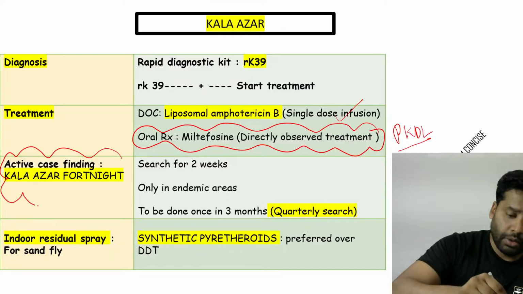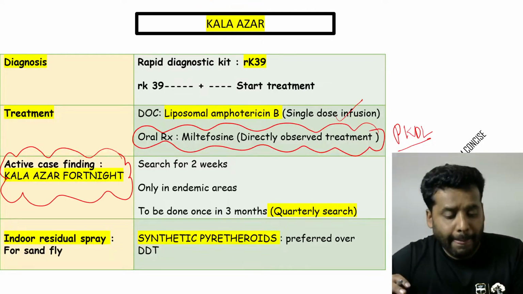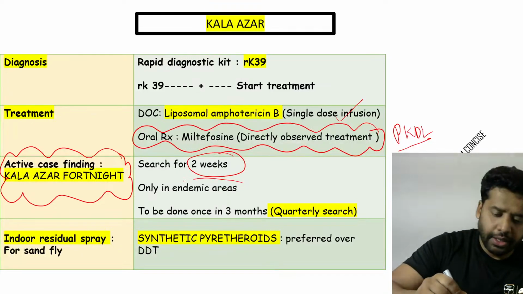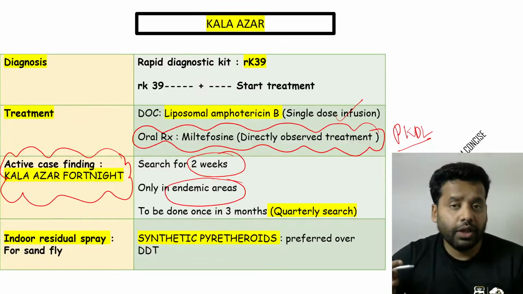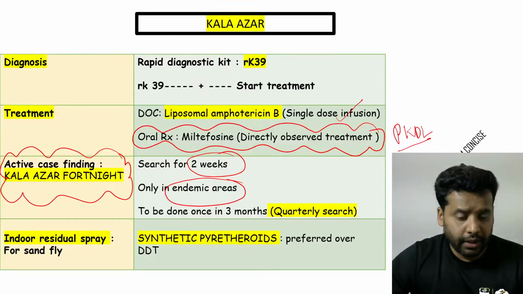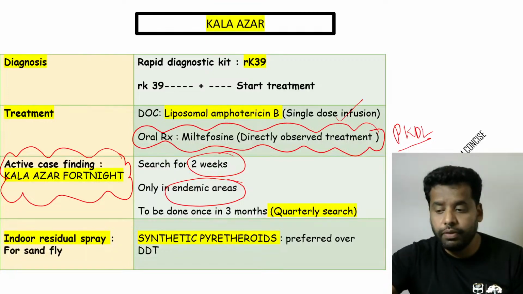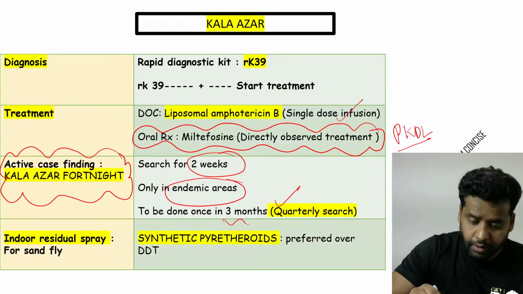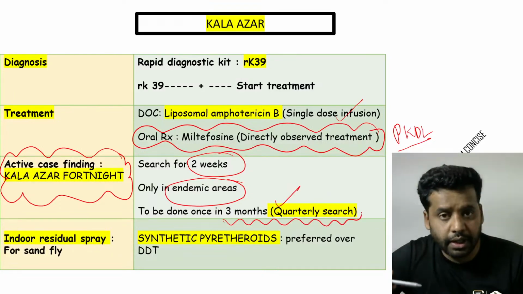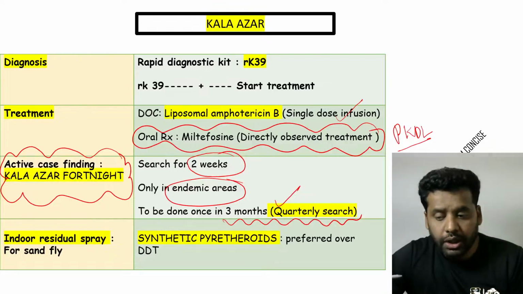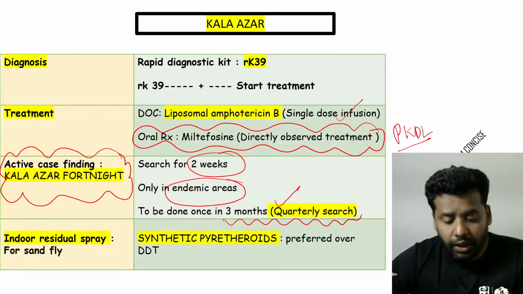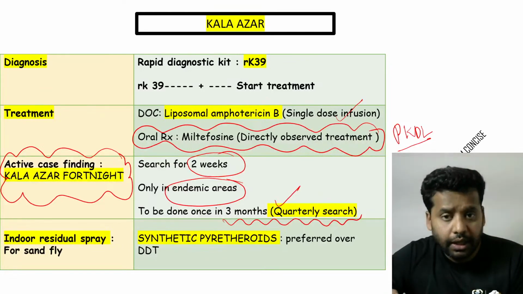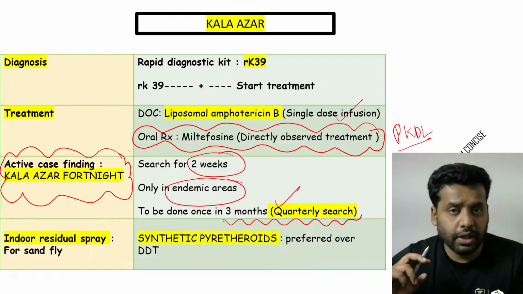Active case finding we have to do. Go to Kala Azar endemic areas. Search for 2 weeks. Whatever cases we get, we need to detect. That is Kala Azar fortnight. So what is a fortnight? Search for how many weeks? 2 weeks. And this is done once in 3 months, not once in 6 months. That is called quarterly search of cases. Quarterly search of cases is done for which disease? Kala Azar, called Kala Azar fortnight.